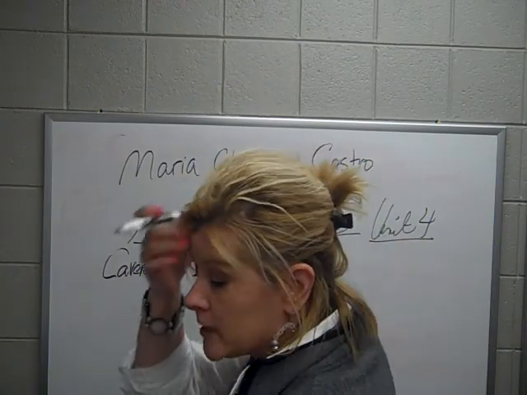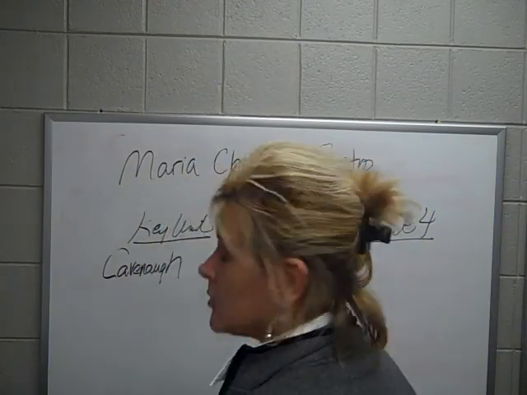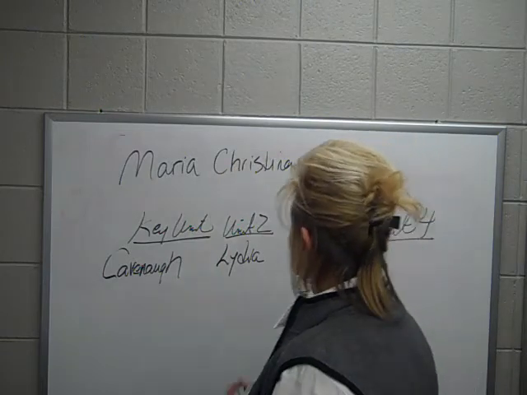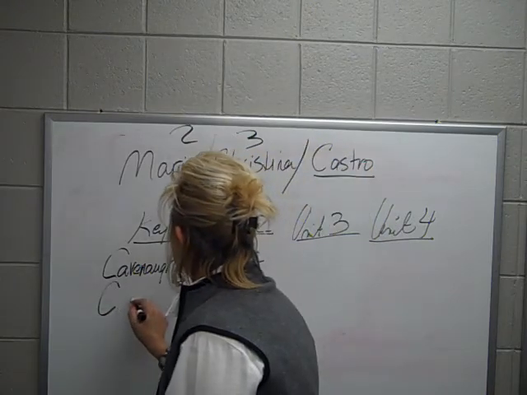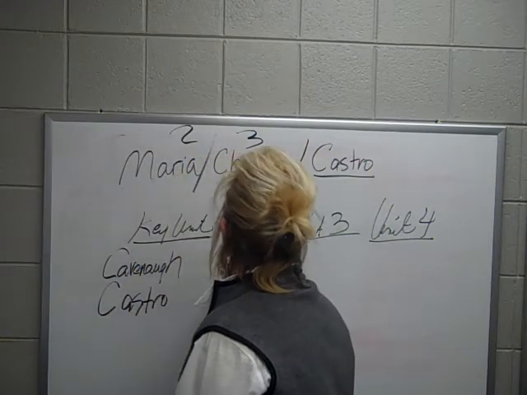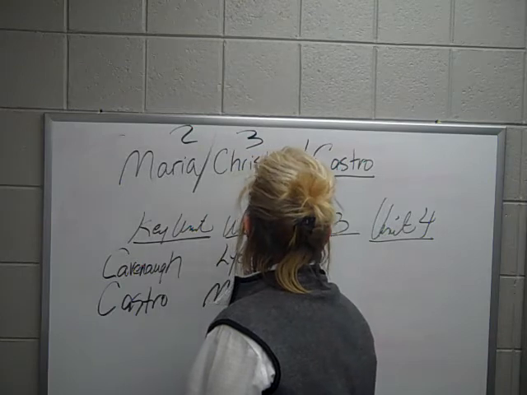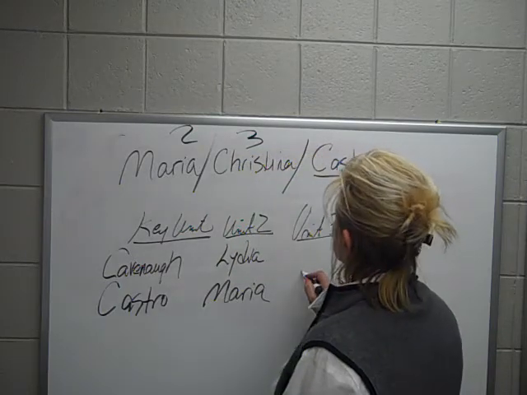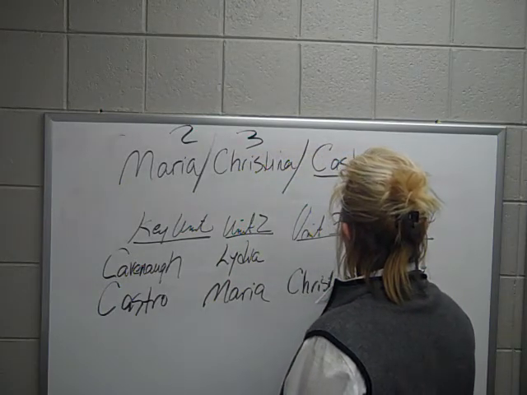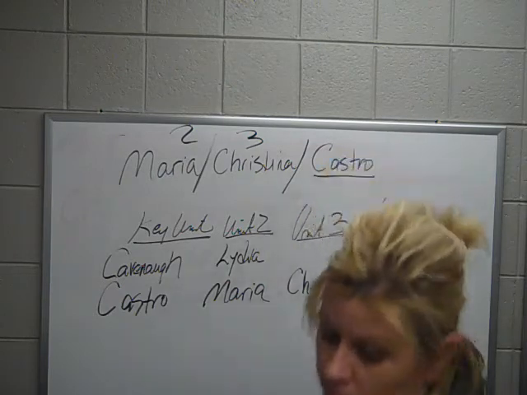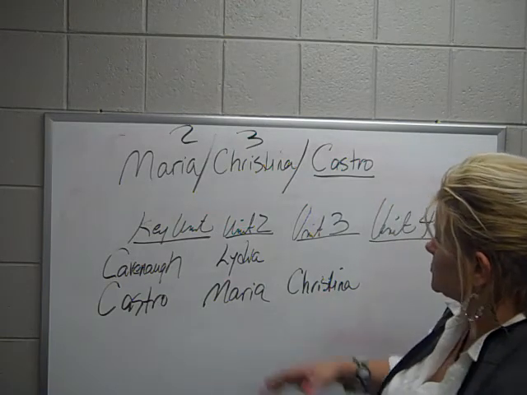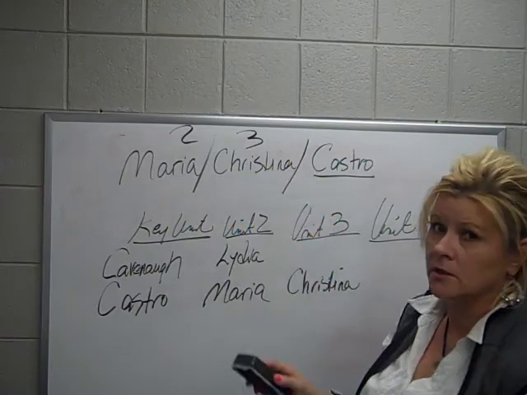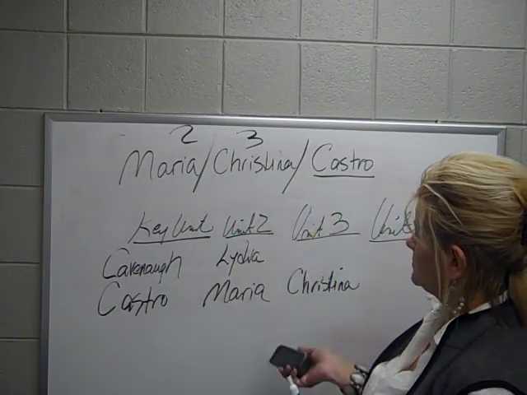Maria Cristina Castro. So her last name is Castro. Draw your diagonals. So we're going to put Castro, Maria, and unit 3 is Christina. And the reason we make this a 3rd unit is because there's no hyphen in there. So we treat these as separate units.